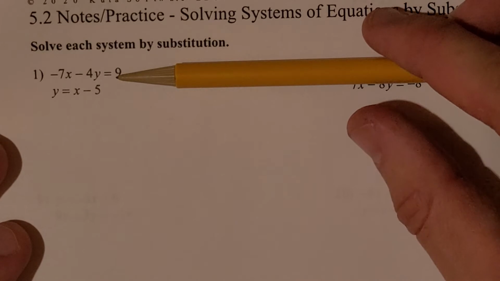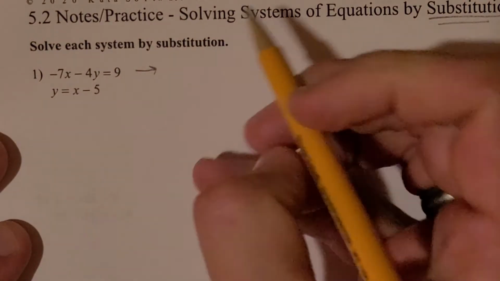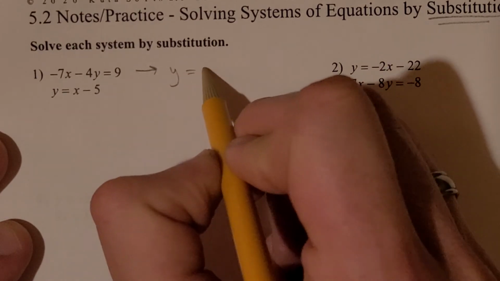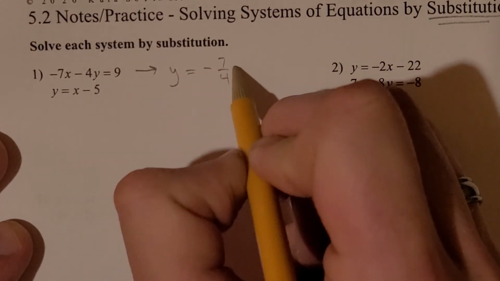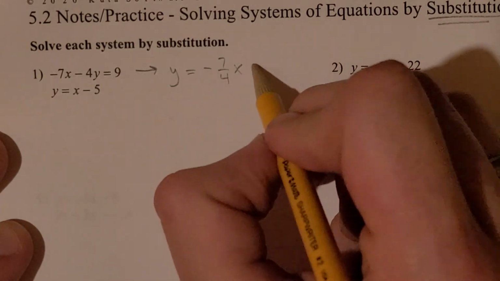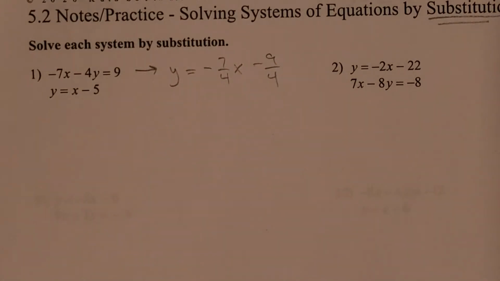And just for fun, if you did put this in slope-intercept form, it would say y equals -7/4x minus 9/4. So that's what that would look like in slope-intercept form. And then you'd have to graph that. That would not be easy. So let me teach you a second way that's called substitution.